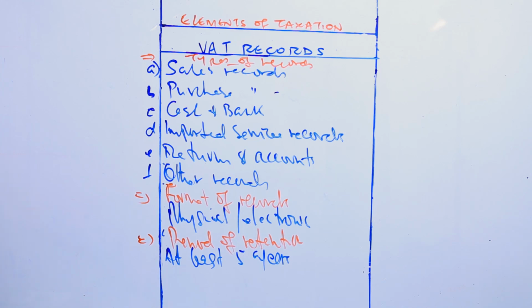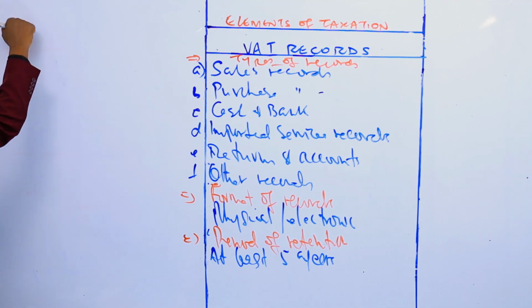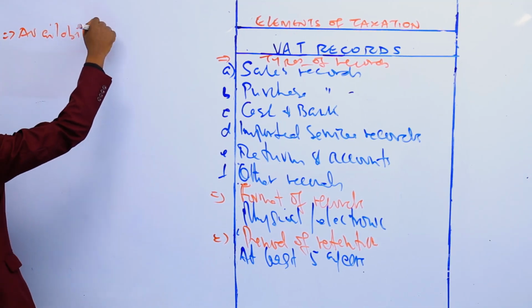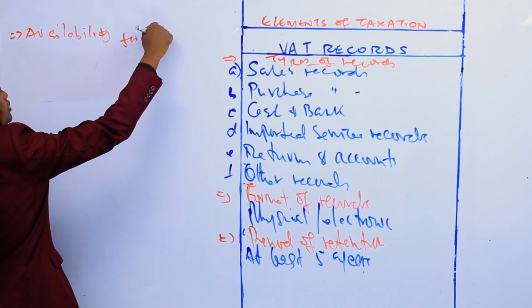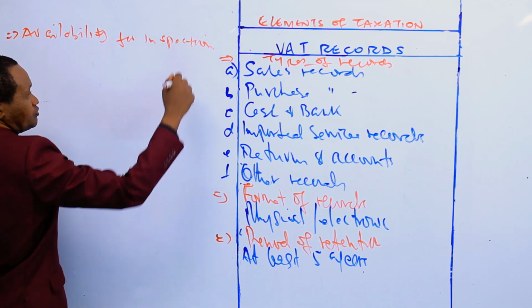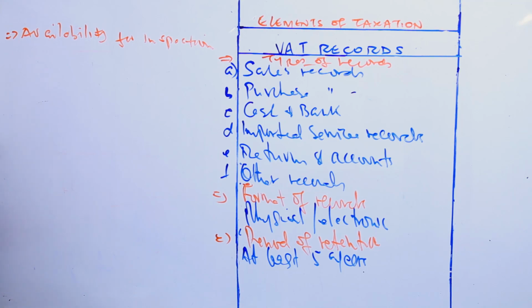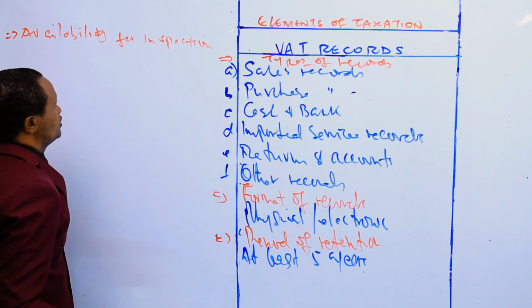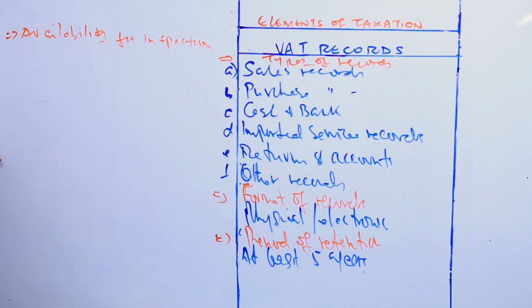Understand? Yes. Availability for inspection. Availability is important for you to understand. That is to mean that VAT registered persons must make their records available to authorized KRA officials for inspection upon request. These records must be made available to authorized Kenya Revenue Authority officials upon request.